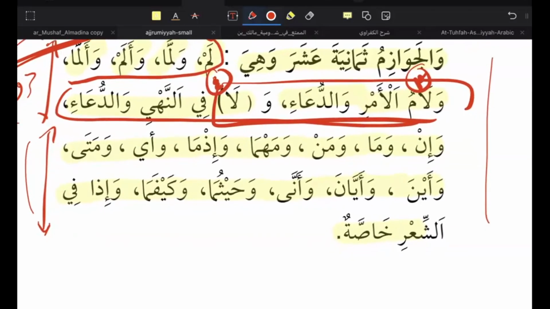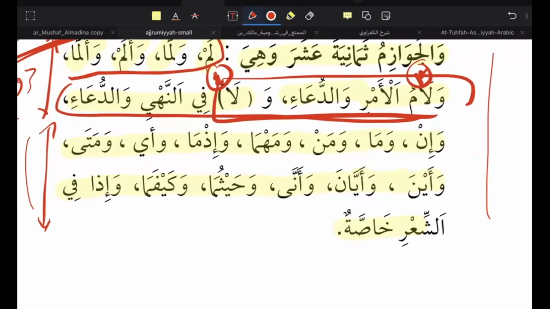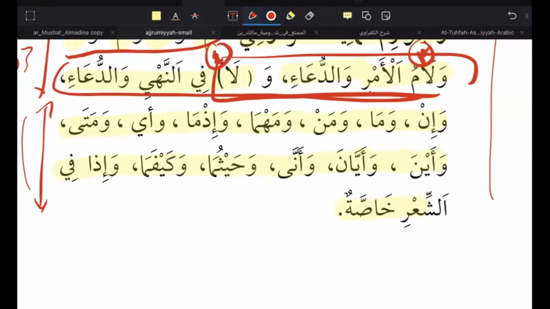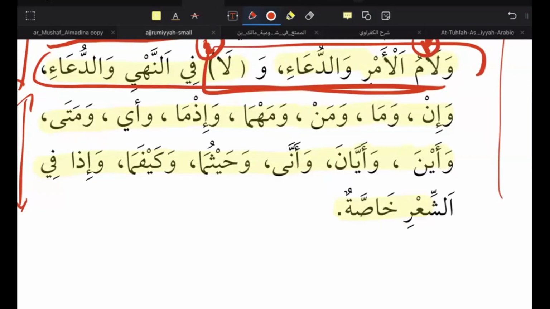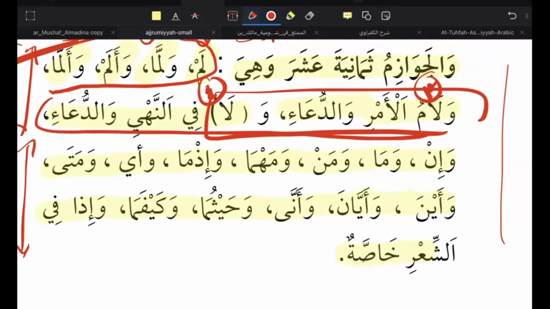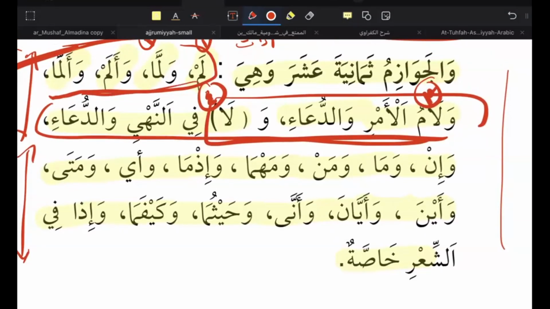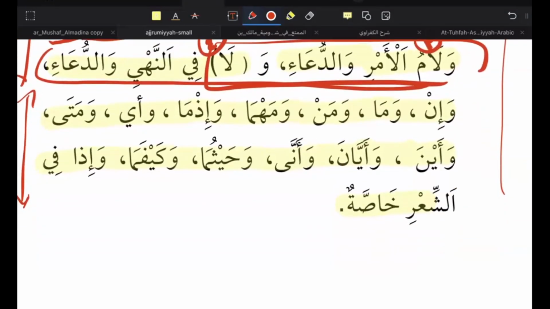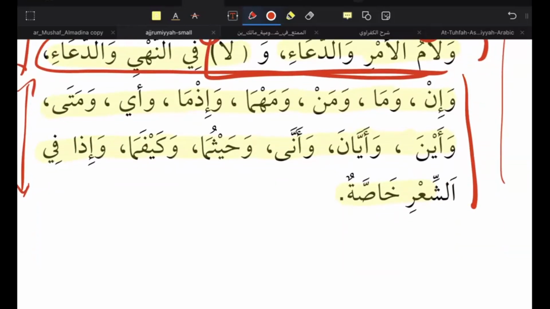Then we have the second category, which we will be studying today. These are called adawat because some of them are harf, some of them are ism. But the thing about them is that they make two present tense verbs into majzum. That's why they're making a distinction. The first one makes only one present tense verb into majzum, and the second one makes two present tense verbs into majzum.